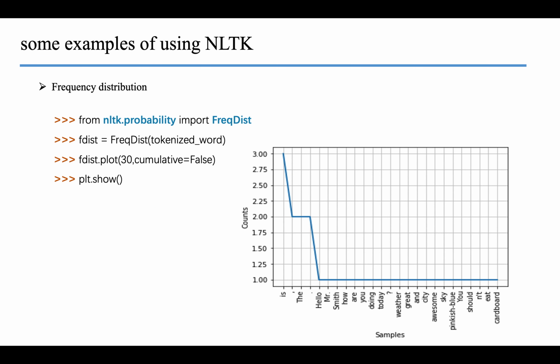The last example is displaying the frequency distribution. The probability module offers classes to represent and process probability information. The FreqDist class is used to encode frequency distributions, which count the number of times that each outcome of an experiment occurs. In this example, it counts the frequency of each outcome word.